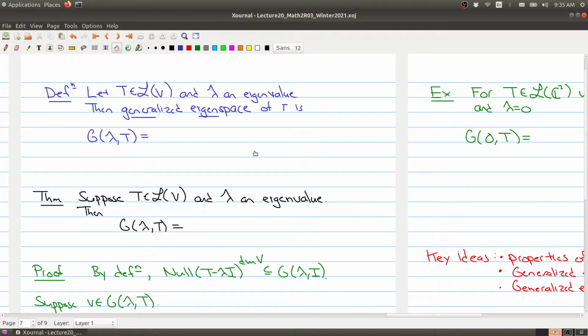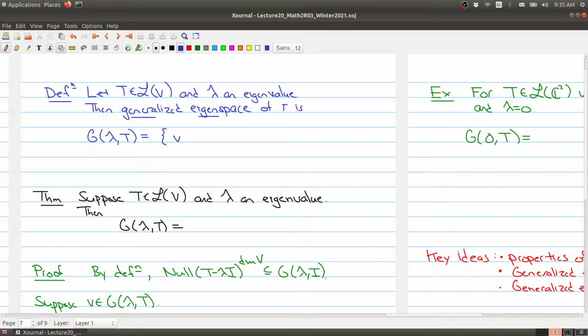So welcome to the last part of lecture 20 for Math 2R03. We've been talking about generalized eigenvalues. And so in this last part, I want to introduce the generalized eigenspace. All right. So first you have an operator and you have an eigenvalue. And then the generalized eigenspace of T is now defined to be the set of all generalized eigenvectors, right?